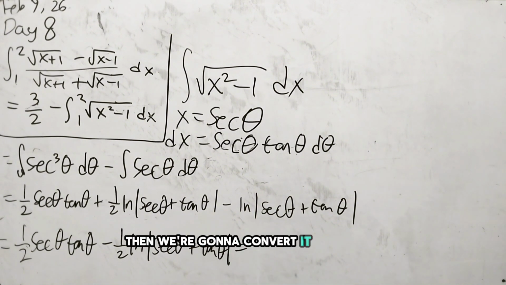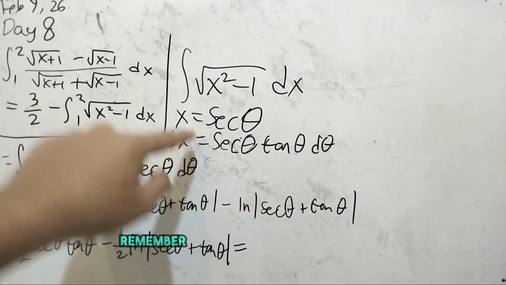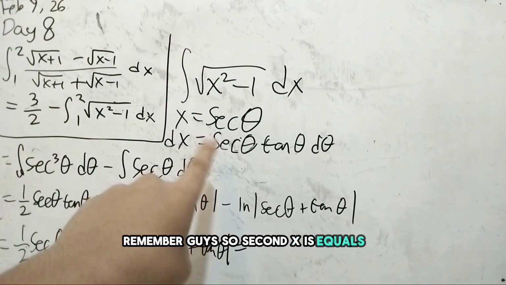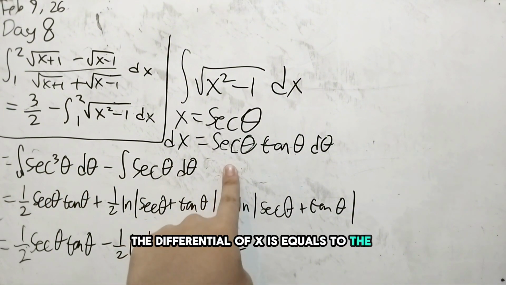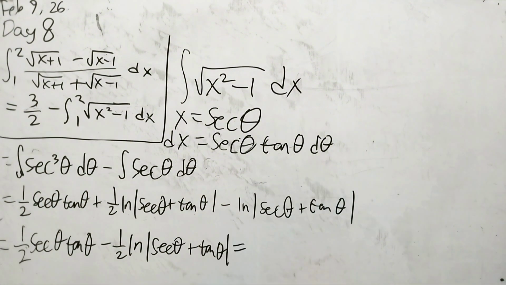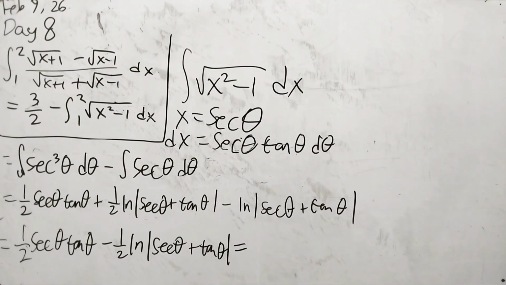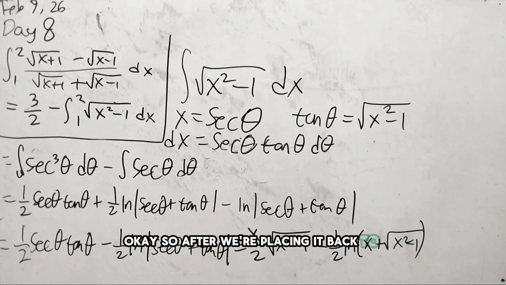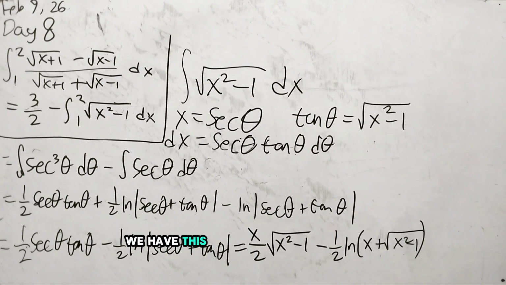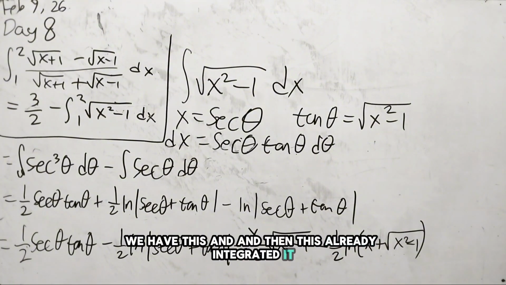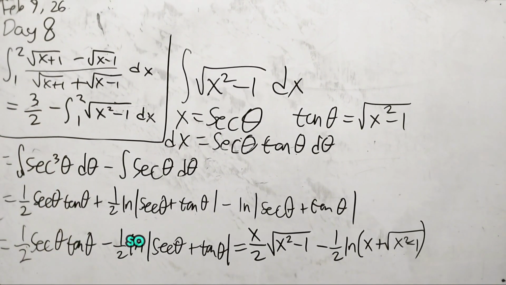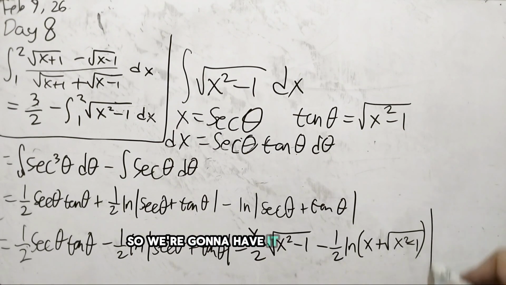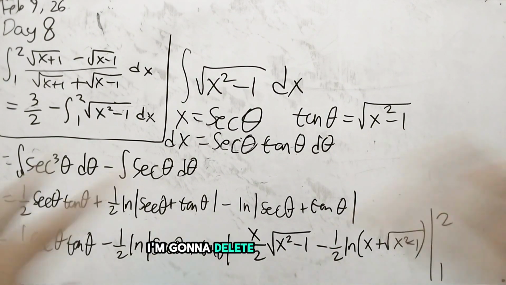Then we're going to convert it back into x. Remember guys, secant theta is equal to x. The differential of x is equal to secant theta tan theta d theta. Okay, so after we replace it back to x, we have this, and then this is already integrated. Don't forget we have the bounds now. So we're going to have it from 2 all the way to 1. I'm going to delete everything here.